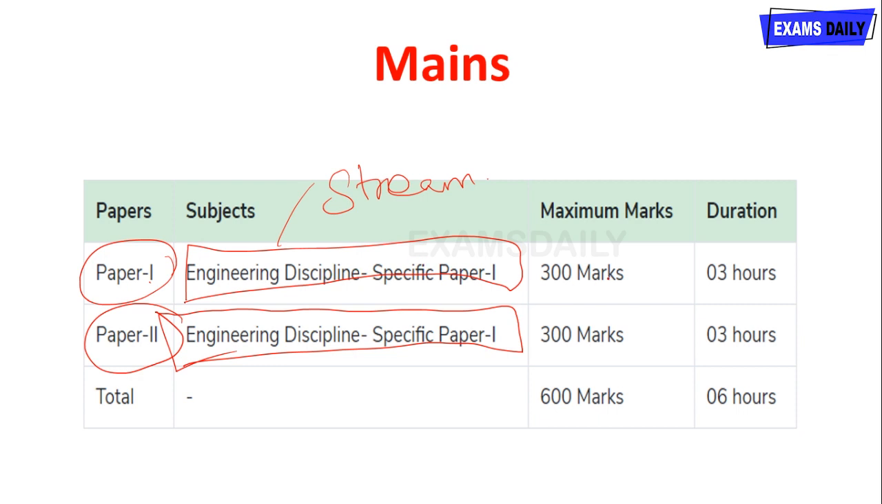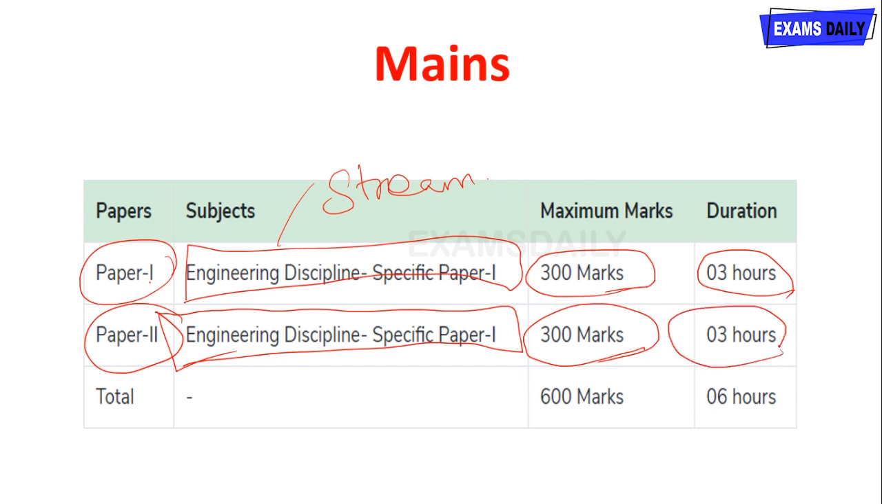And for paper 1, the maximum mark is 300 marks and the time duration is 3 hours. And paper 2 is also for 300 marks and the time duration is 3 hours. Totally, you are going to write this examination for 600 marks and for 6 hours. So this is the pattern for the mains examination.